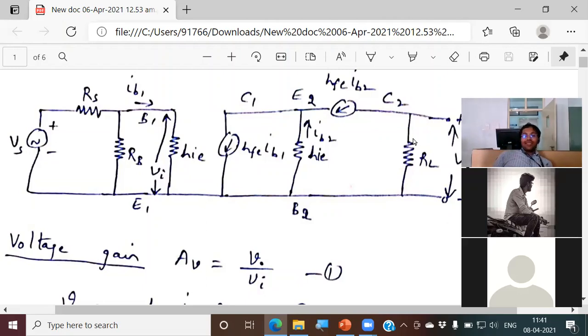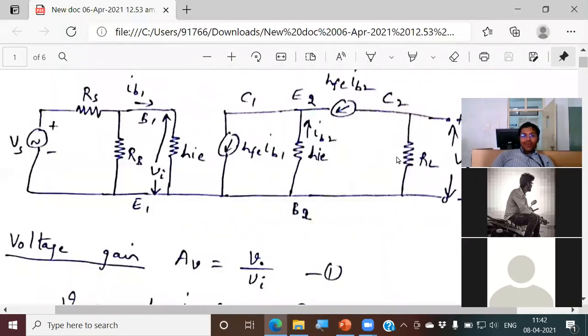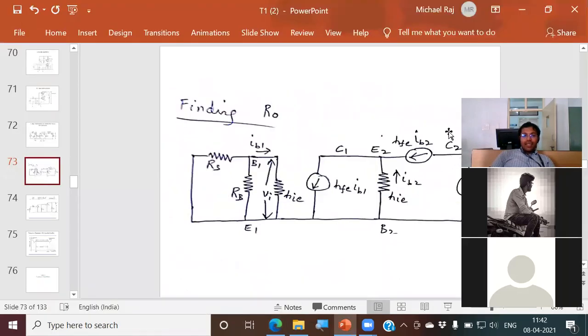So what I want to try to say is, if I pull out this RL, the remaining circuit is not affected. The remaining circuit is not affected because I said I am connecting a new source here. So I am connecting a new source here. I am pulling out this RL. I have pulled out the RL. Remaining circuit I kept as it is.